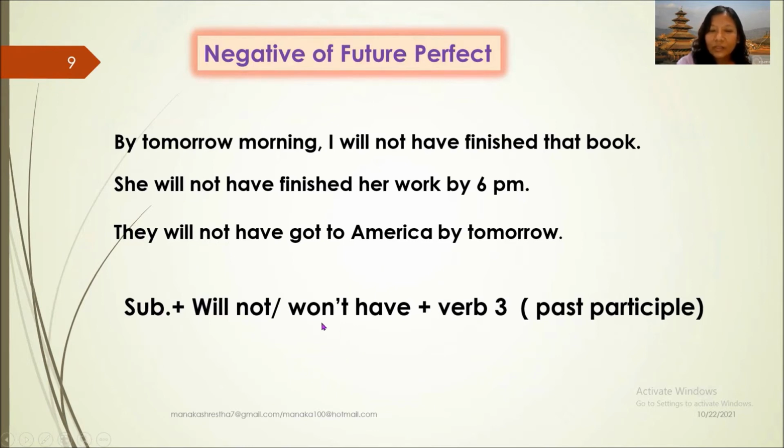We can use contraction also. So will not have, or won't have, plus verb 3. For example, here, they will not have got to America by tomorrow, or they won't have got to America by tomorrow. She will not have finished her work by 6 p.m., or she won't have finished her work by 6 p.m.